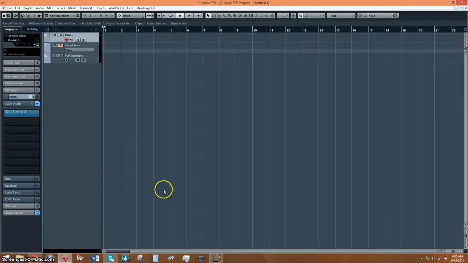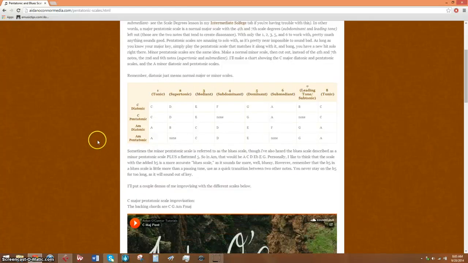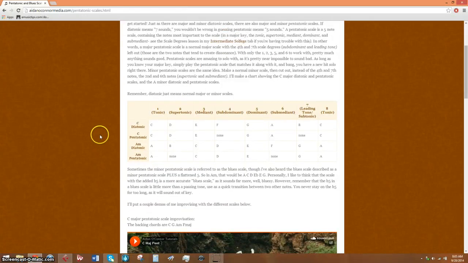Now, real quick, let's talk about the minor pentatonic scale. So the minor pentatonic scale is essentially the same concept. We have 7 notes in our minor scale, and all we're going to do here is, instead of chopping off the 4 and the 7, we're going to chop off the 2, which is the supertonic, and the 6, which is the submediant. So we're chopping off the 2 and the 6 instead of the 4 and the 7.